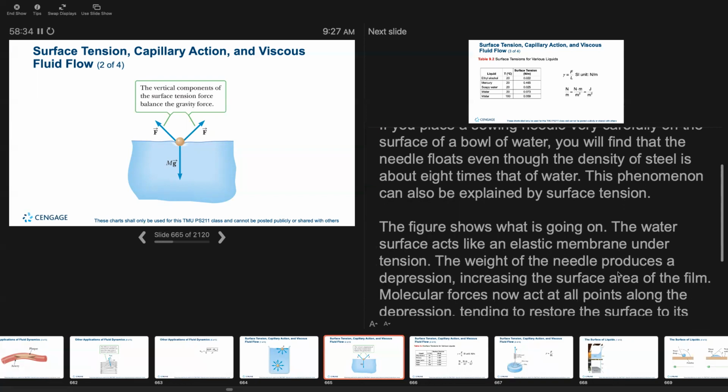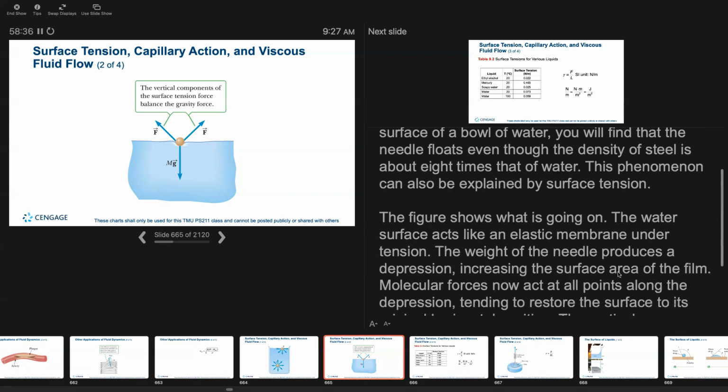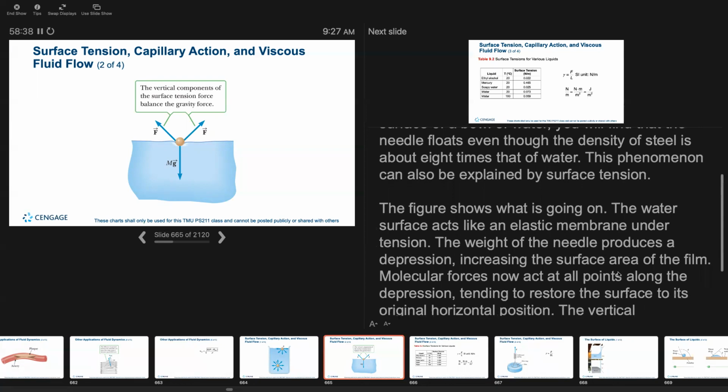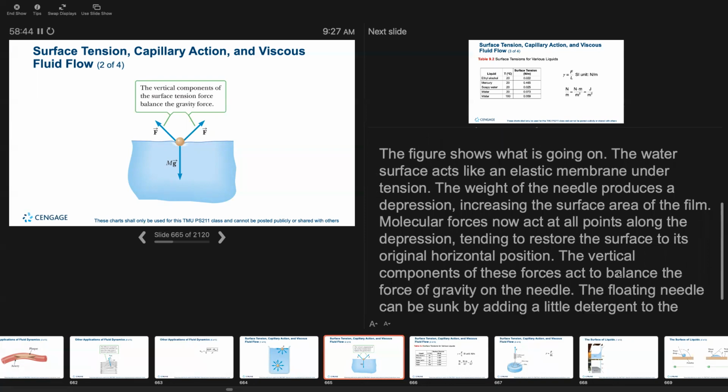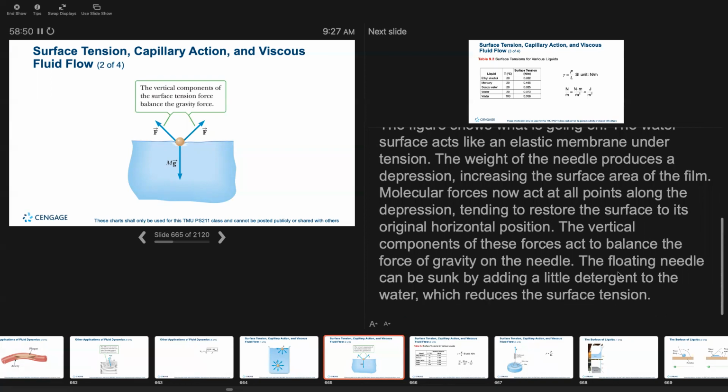The water surface acts like an elastic membrane under tension. The weight of the needle produces a depression, increasing the surface area of the film. Molecular forces now act on all points along the depression, tending to restore the surface to its original horizontal position. The vertical components of these forces act to balance the force of gravity on the needle. The floating needle can be sunk by adding a little detergent to the water, which reduces the surface tension.